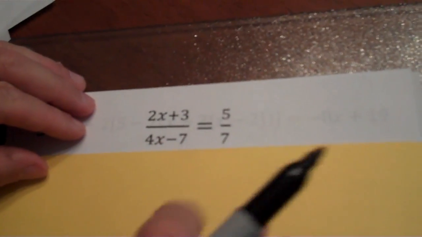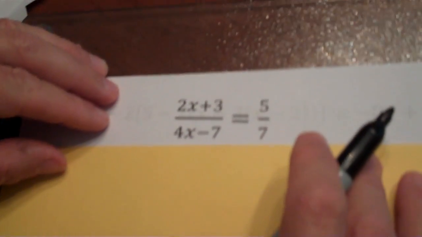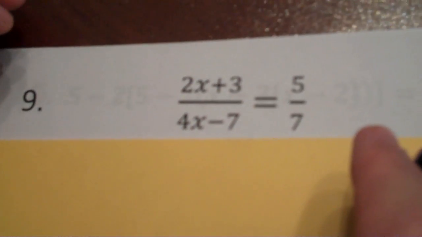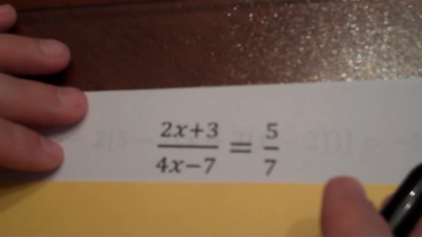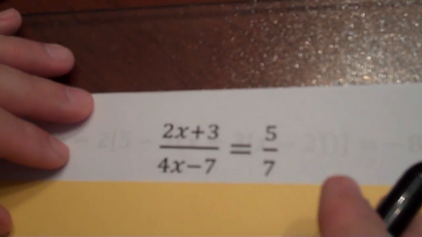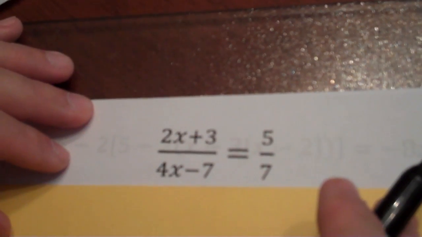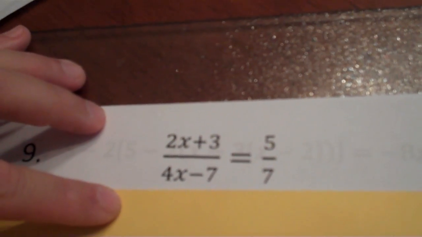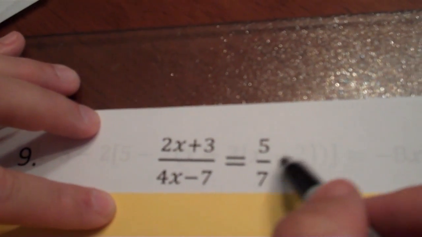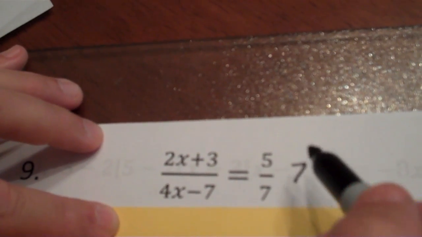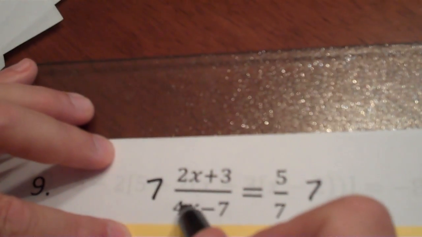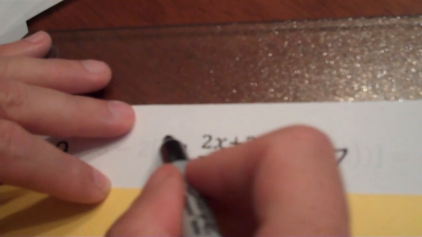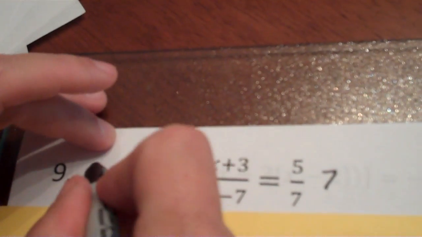Now, let's take a look at another fraction equation. I want to approach this the same way that I did the other equation, and I'm going to multiply by my least common denominator. Well, I want you to notice that this one doesn't factor at all, so I'll need to multiply both sides by a 7. This one doesn't factor at all, so I also need to multiply both sides by 4x minus 7.